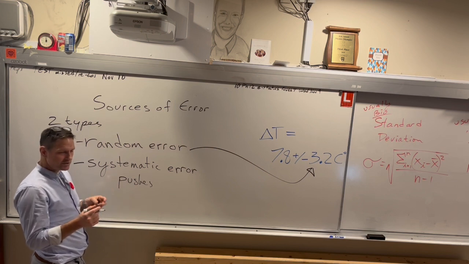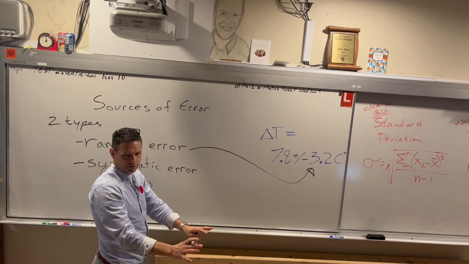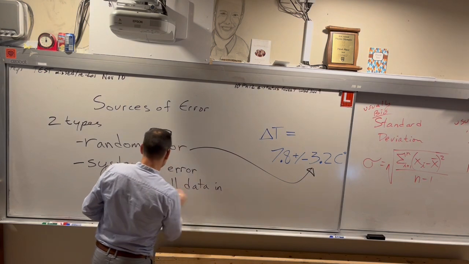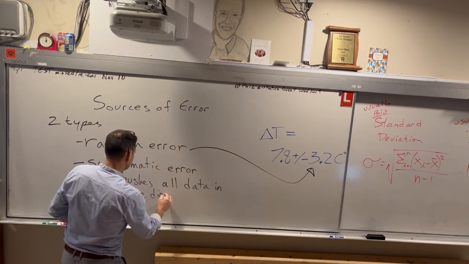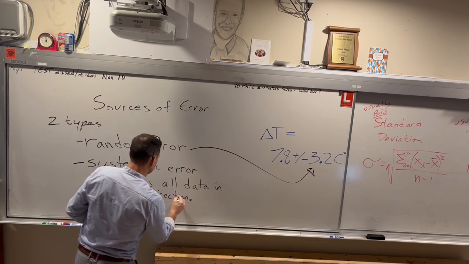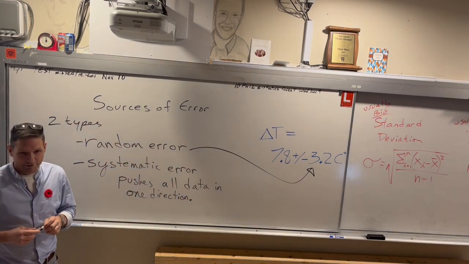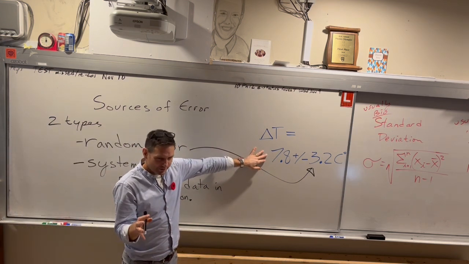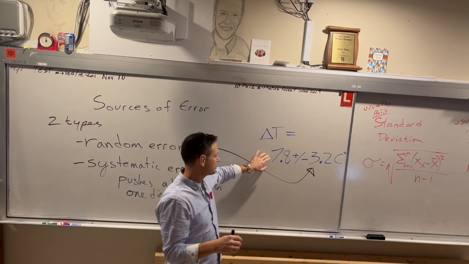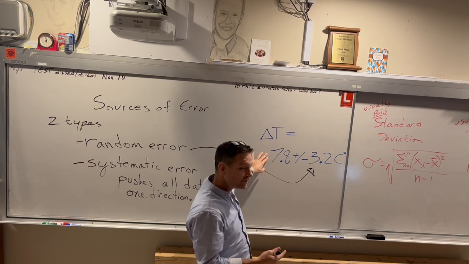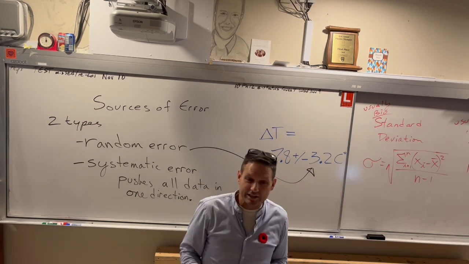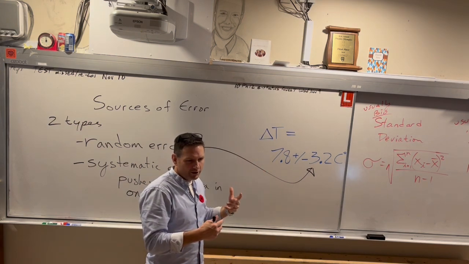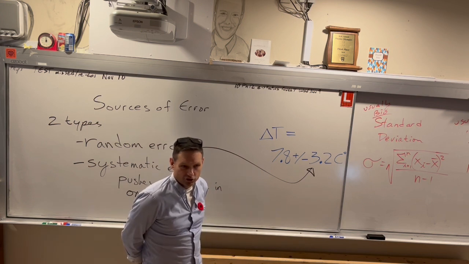A systematic error is something that pushes all the data in one direction. So I'll write that down. If you look up how much temperature change there should be, like how much the water should be heated, it's more than this. Why do you think our water did not heat up as much as it should have?